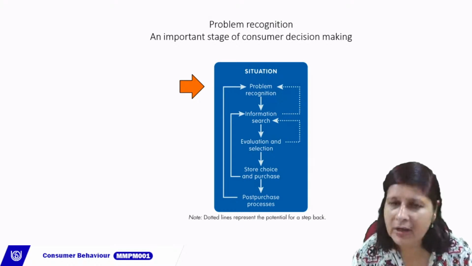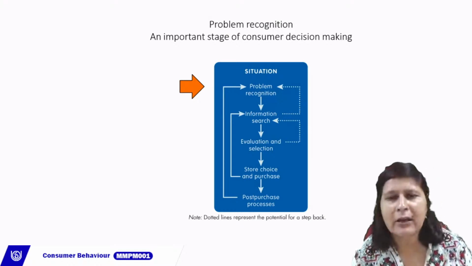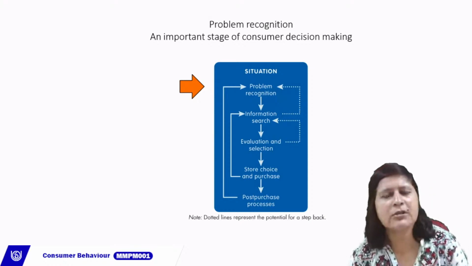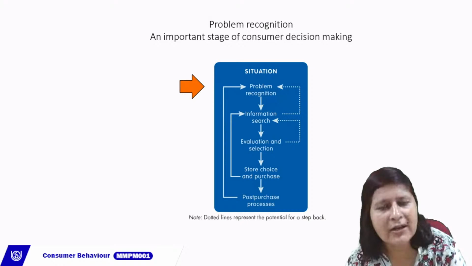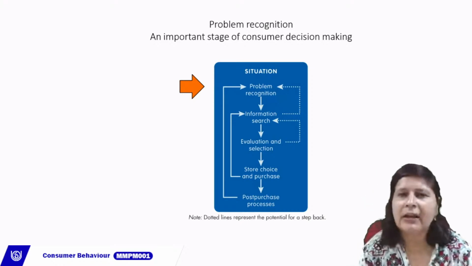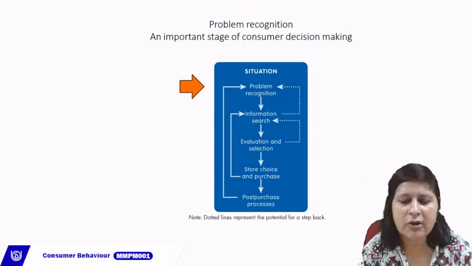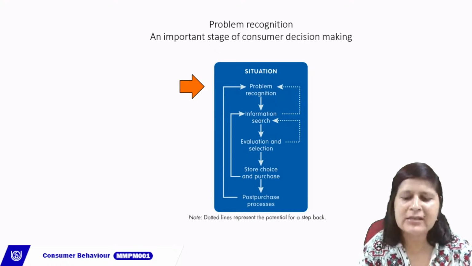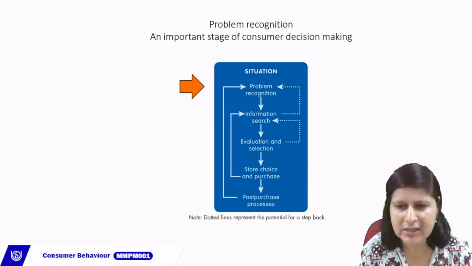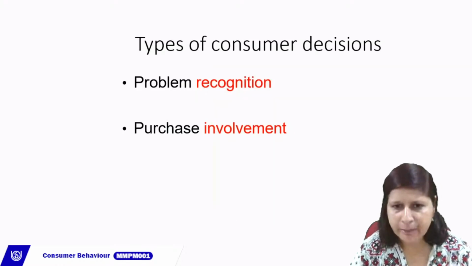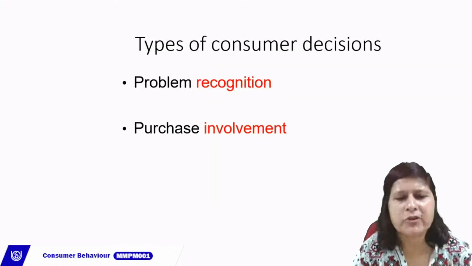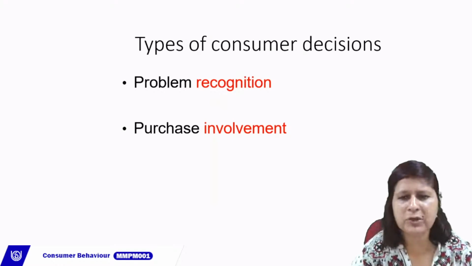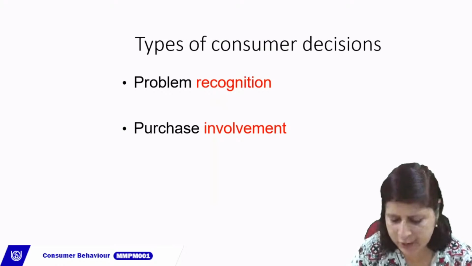It is very important that the first thing is that a problem should be recognized. This leads to the information search, this leads to the evaluation and selection process, then it leads to the selection of store choice and the purchase, and this leads to the post-purchase processes, right? There are types of consumer decision. The first is the problem recognition and the purchase involvement, right?